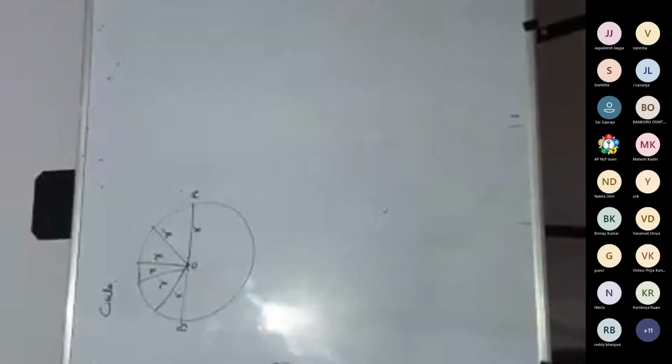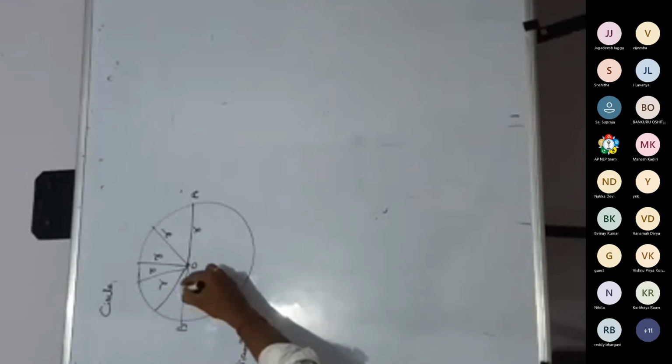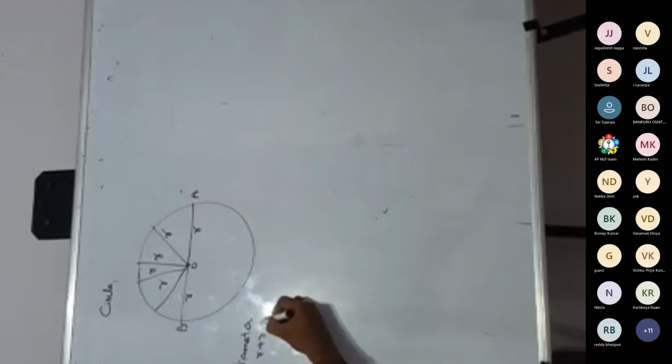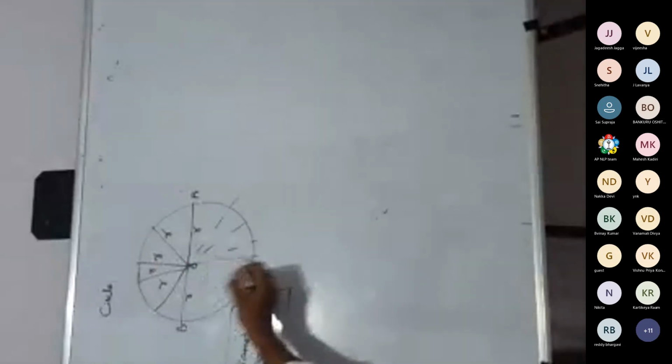Here AB is nothing but a diameter. This is R plus R, which is 2R. 2R is the diameter here. From the center of the circle to a point on the circle, we call it the radius. In a circle, we can draw infinite radii.